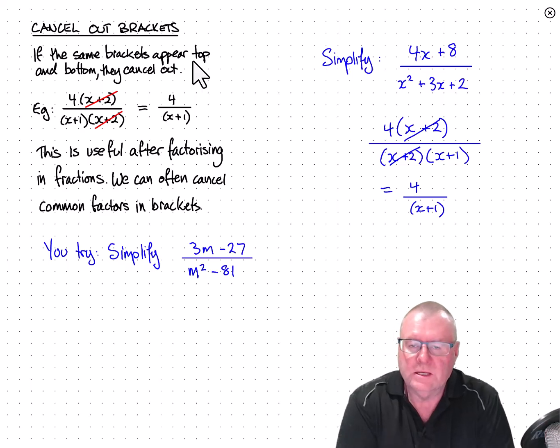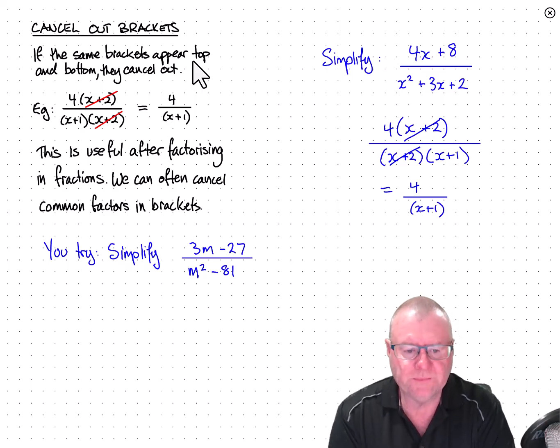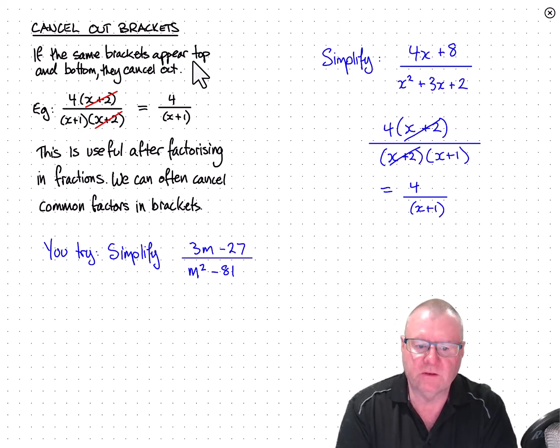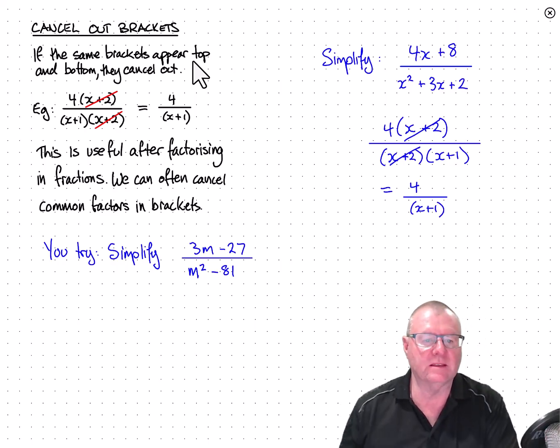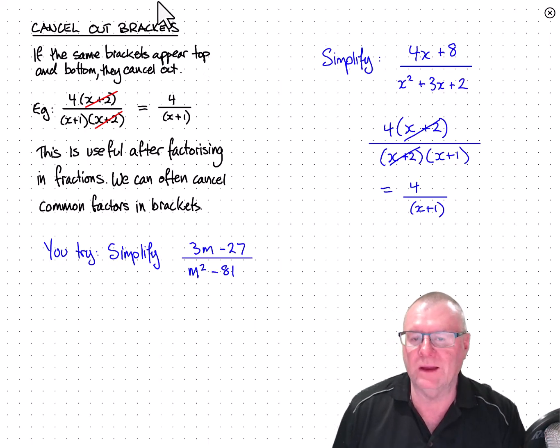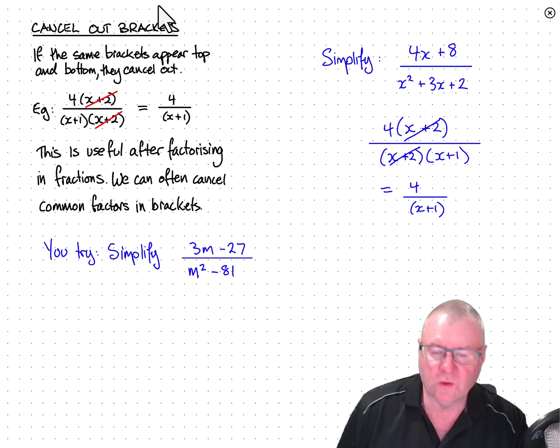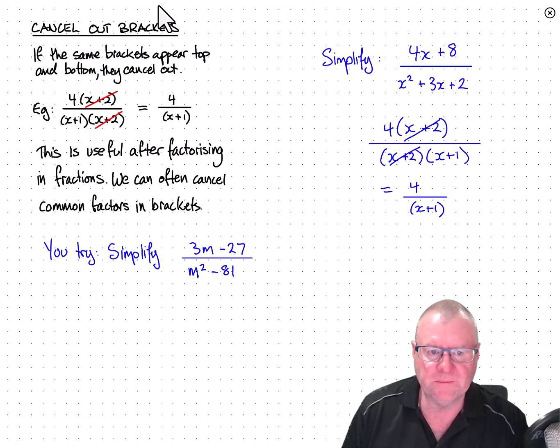Alright, you guys have a go at this one. Pause it. Have a look and see if you can factorize the top, factorize the bottom. Are there any common factors then that can cancel out? I'm going to give you guys a second to have a go at that. We'll come back and talk through my solution in a second.